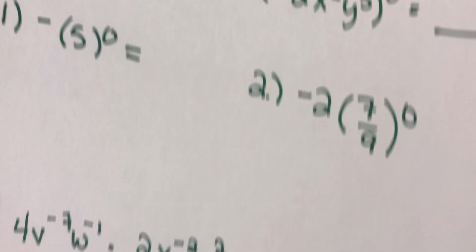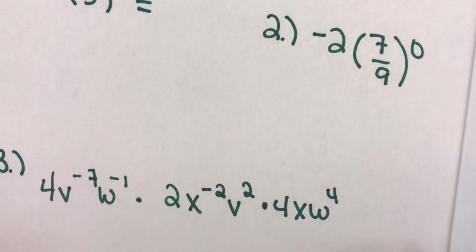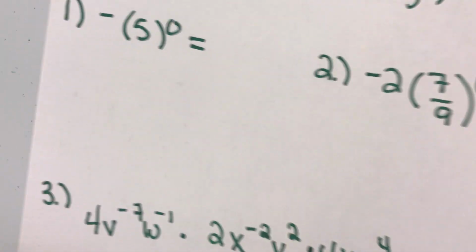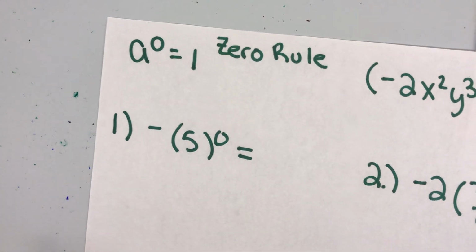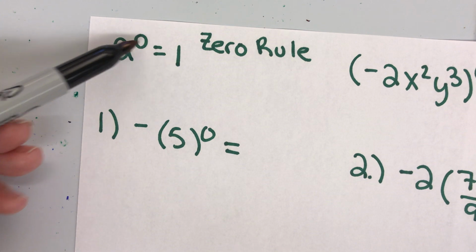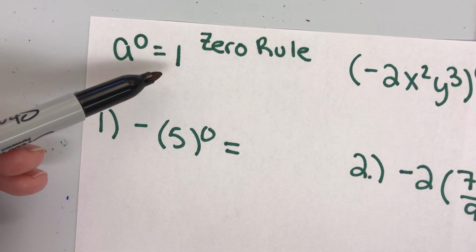We're going to come back to them in a few minutes. I do want to say a few more things about one additional rule, which is the rule of 0. And you can always test this on a calculator, but any time in math you have a 0 exponent, a to the 0 is always 1.